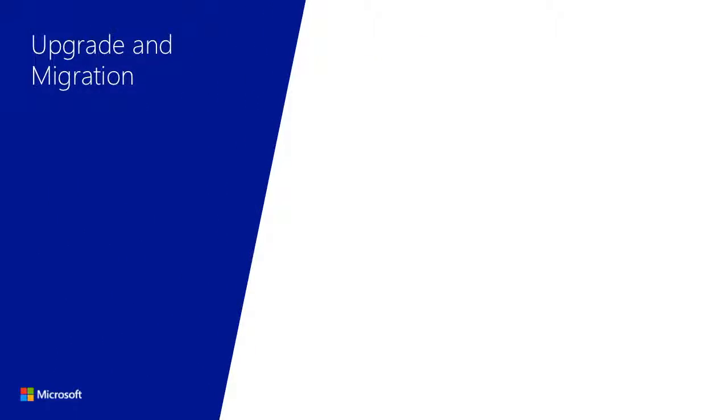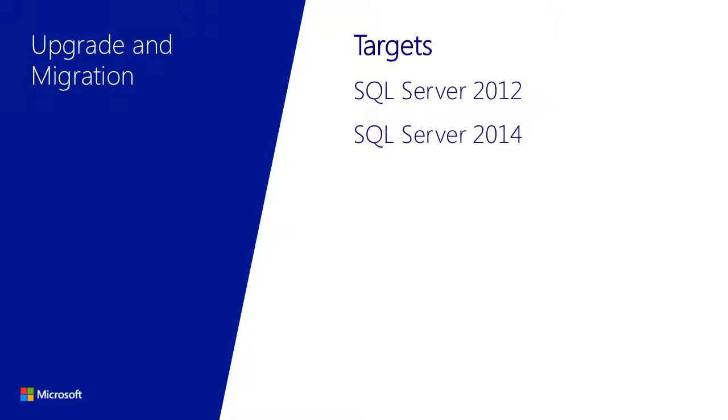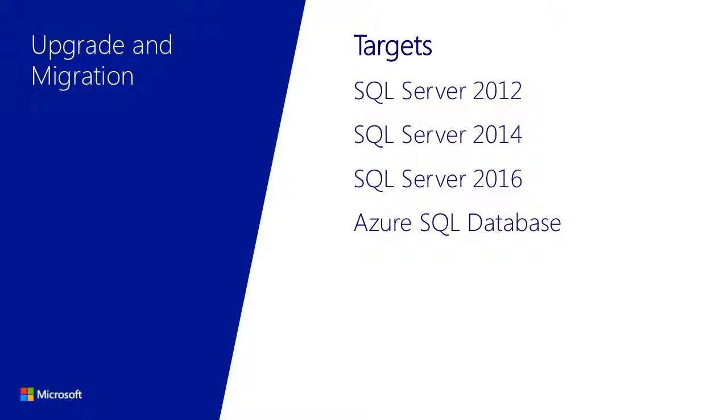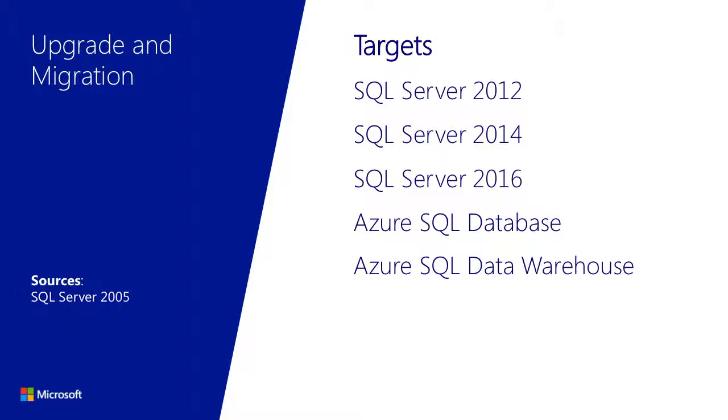So what is the matrix of the features and products that we support with the SQL Server Upgrade Advisor? When you're upgrading using the Upgrade Advisor, we support moving to SQL Server 2012, SQL Server 2014, SQL Server 2016, as well as Azure SQL Database, and new to the product is Azure SQL Data Warehouse. Using the SQL Server 2016 Upgrade Advisor, you can upgrade all of your existing SQL Server 2005, SQL Server 2008, and R2 databases, as well as SQL Server 2012 and SQL Server 2014.